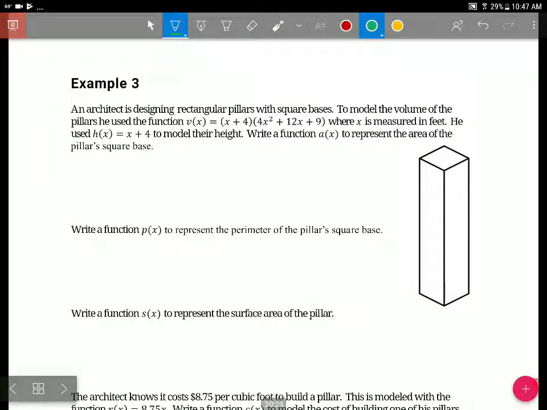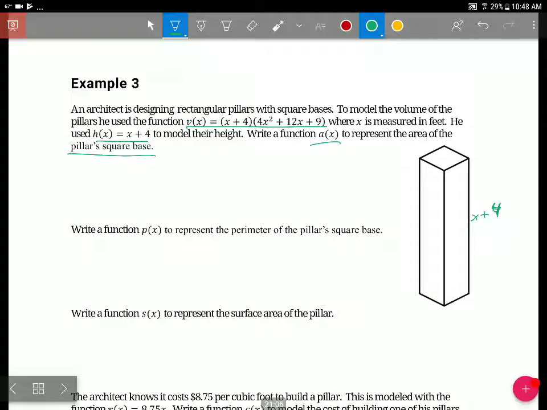All right, this one is about as hard as it gets. It's just mathematically a little complicated, but the idea is the same. An architect is designing rectangular pillars with square bases. To model the volume of the pillar, he uses this function, v of x equals all of that, where x is measured in feet. He uses h of x for the height. So your height is x plus 4. I'm going to go ahead and write that in so I know it for later. So first things first, write a function a to represent the area of the base.